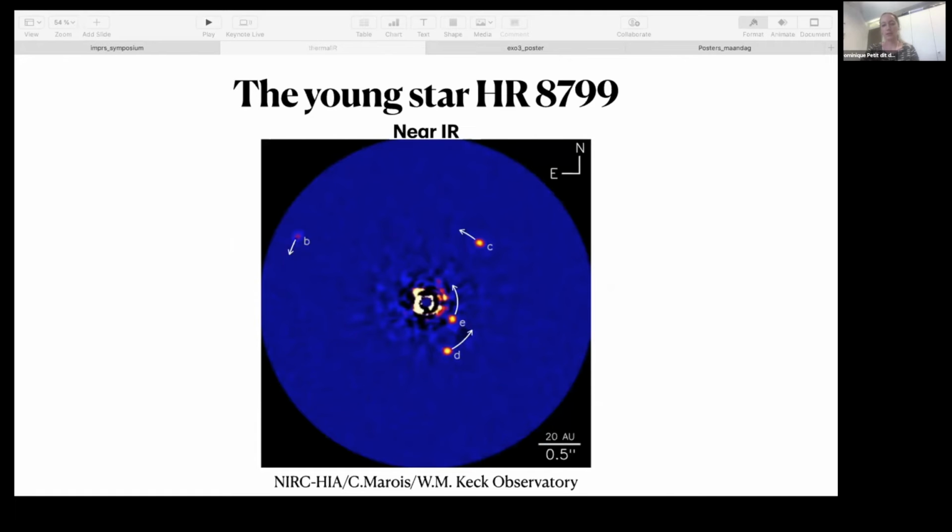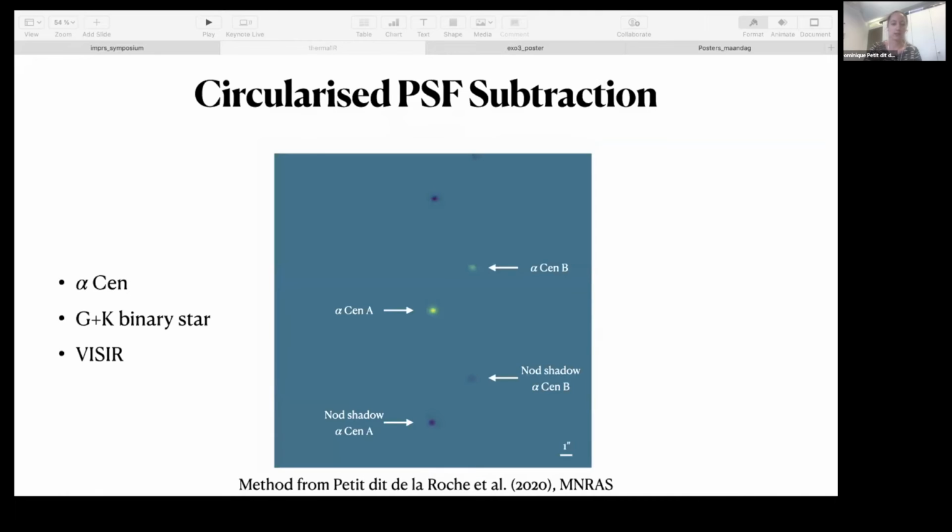So if we want to look at this in the mid-infrared, then the first thing we have to do is still to get rid of the starlight, because even with much better contrasts, the starlight still dominates the image. To do that, I ended up developing a new method for the PSF subtraction, which I call circularized PSF subtraction. And just to demonstrate, I've got a VISIR image here of a binary star, Alpha Cen. And you can see the dark spots from the chopping and nodding as well.